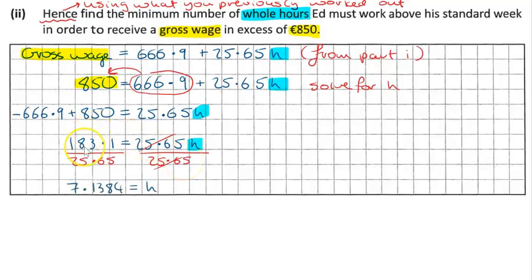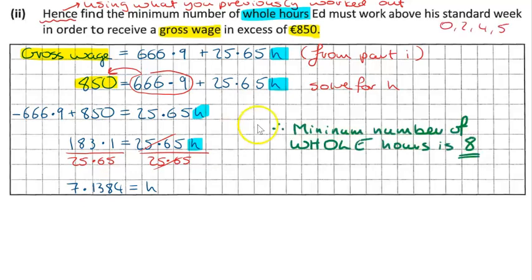And then on the left, 183.1 divided by 25.65 is 7.1384 hours. Now we're not going to round down to 7 hours, we're going to round up to 8 hours because he has to do at least 7.13 hours to get at least 850 euro. And he can't do 7.13 hours, that doesn't make sense. So he has to do 8 hours. So the minimum number of whole hours is 8 hours.